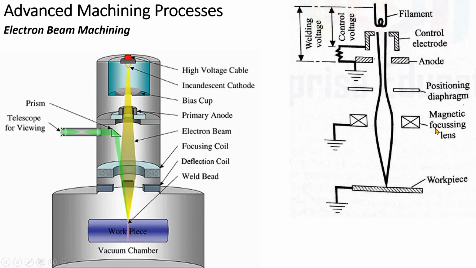Next to the diaphragm we have the magnetic focusing lens, which is nothing but the focusing coil, which is used to focus or converge this beam onto the workpiece surface. And finally we have the deflecting coil.